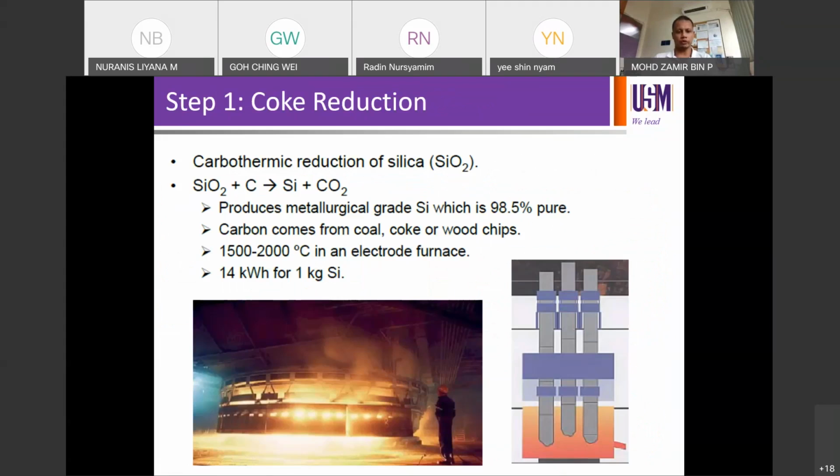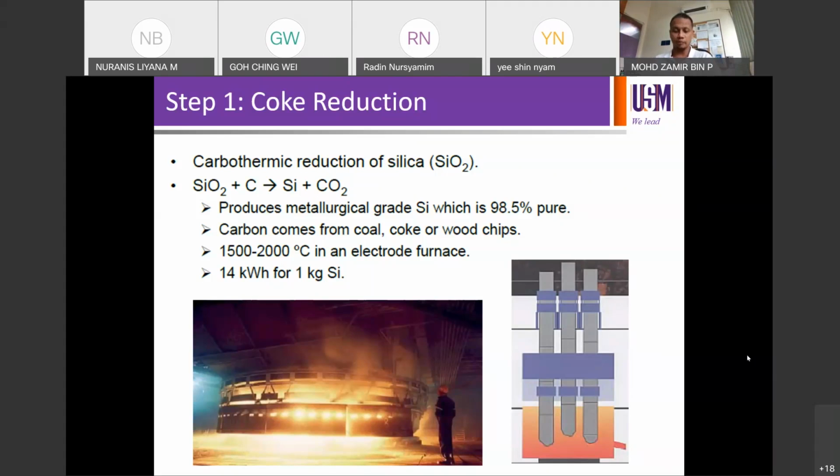The first row is called carbothermic reduction. So look at the furnace there. So who has the ambition to work at a furnace like this? You're going to work with 1500 to 2000 degrees C every day, right? It's an electrode furnace, so it's a very hot, hazardous environment due to the heat, right? SiO2 from the sand reacts with silicon carbide.